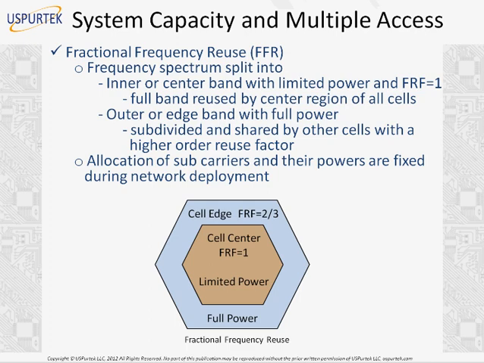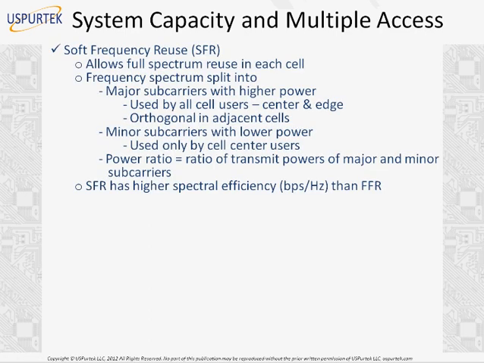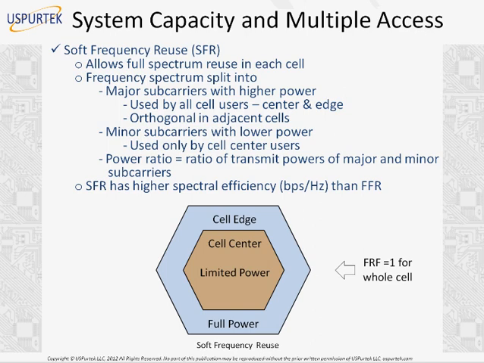So the rest of the spectrum is shared with adjacent cells. This is how we allocate the subcarriers. We allocate subcarriers at the time of network deployment, so it's a fixed scheme. When we deploy it, we just fix, okay, this is the frequency spectrum assigned to cell center users with limited power, and cell edge users have 2/3 of the spectrum, but the 1/3 is shared with the adjacent cell. This is one way of doing it. But a more preferred way for LTE and other networks, which has evolved over the last few years, is soft frequency reuse.